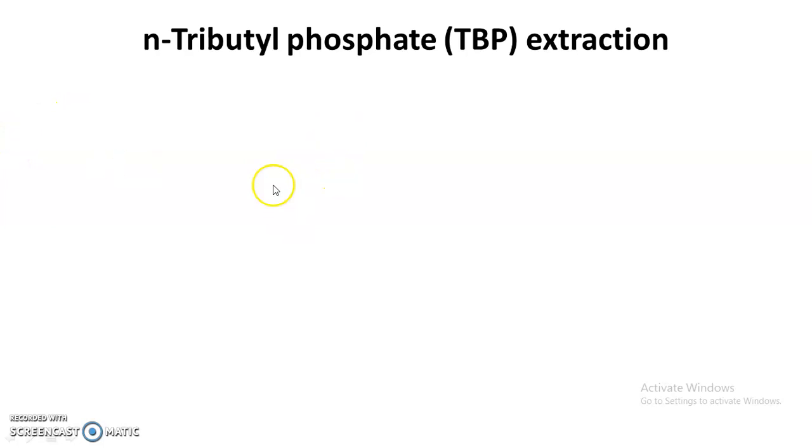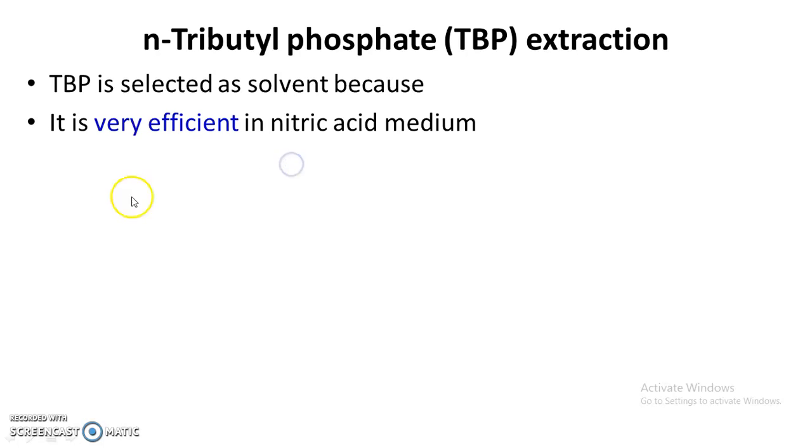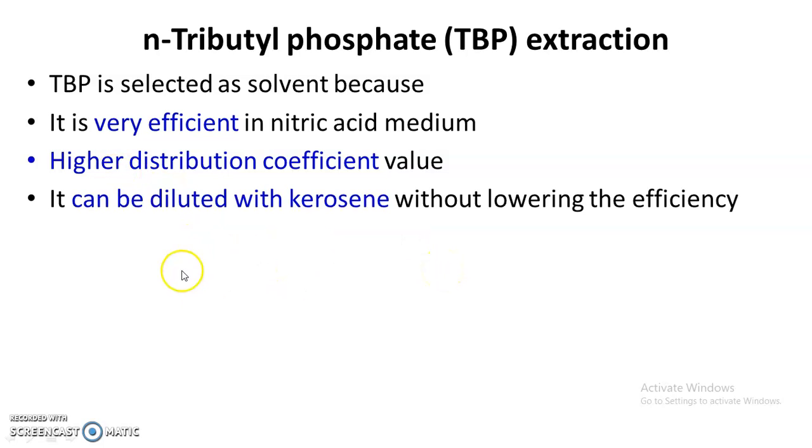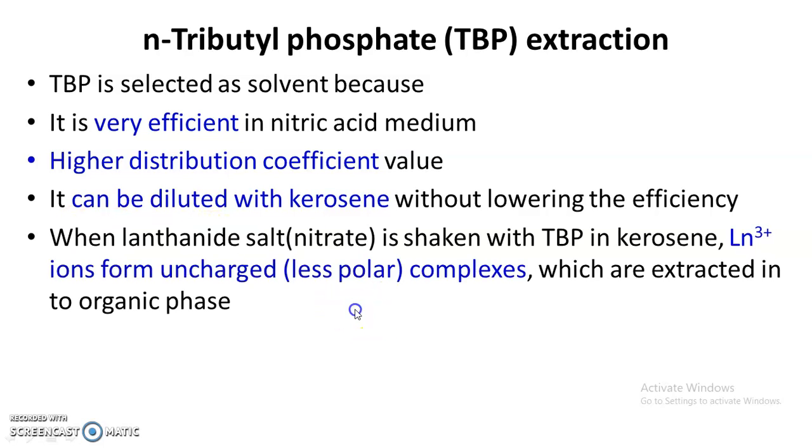Now, extraction with N-tributyl phosphate, that is TBP. N-tributyl phosphate is one of the good organic solvents used for the separation of lanthanides. Tributyl phosphate is selected as a solvent because it is very efficient in nitric acid medium. It has a higher distribution coefficient value. It can be diluted with kerosene in order to decrease the cost, and it is diluted with kerosene without lowering efficiency.